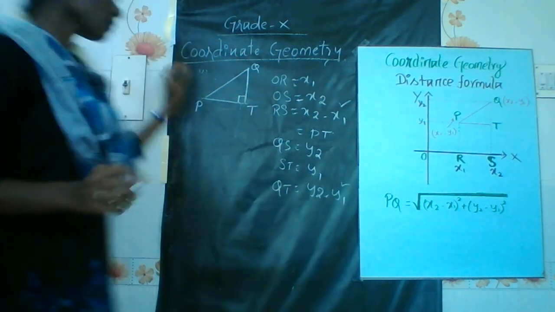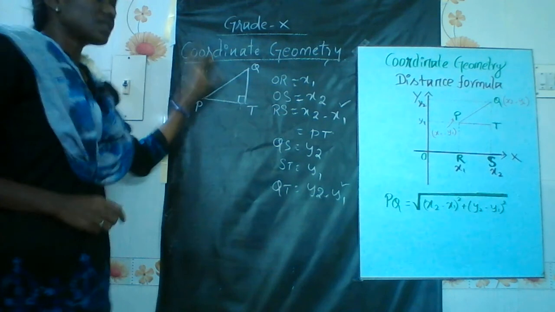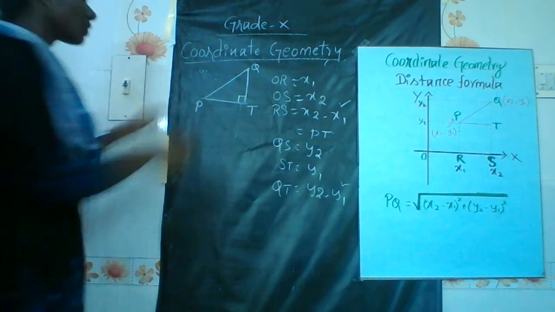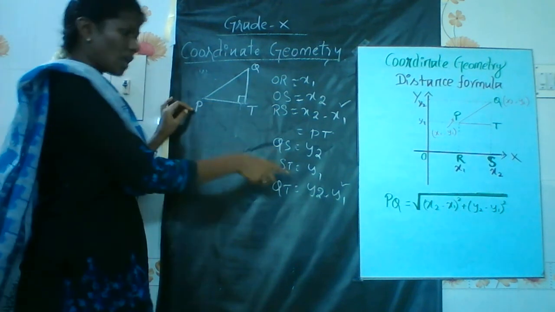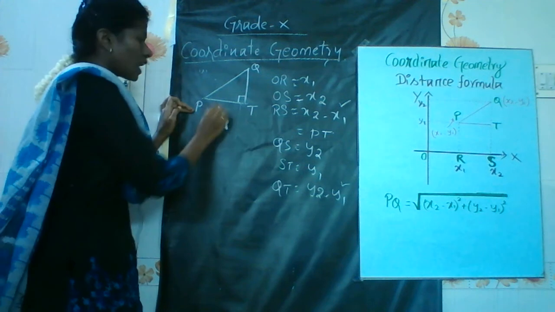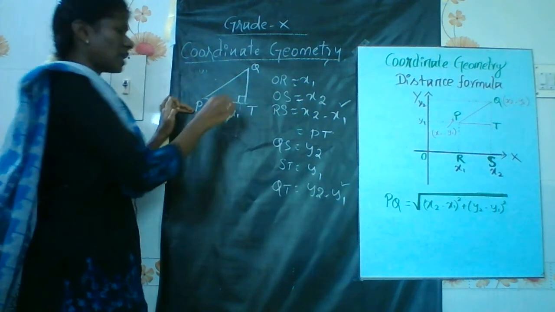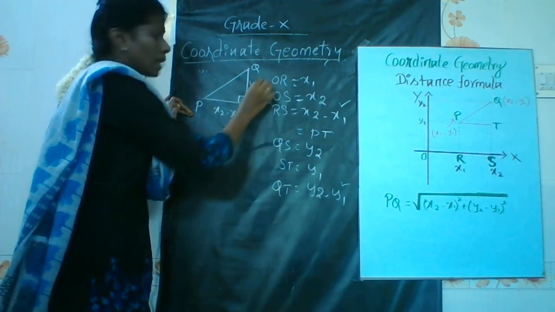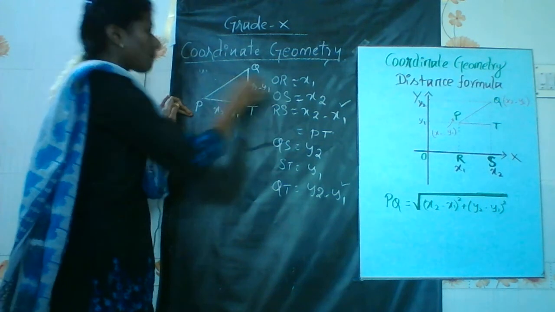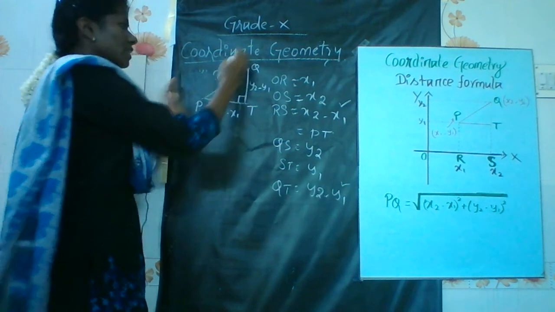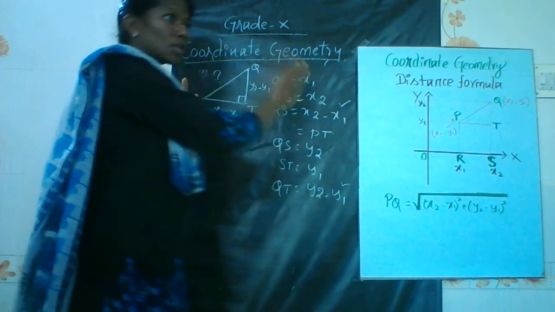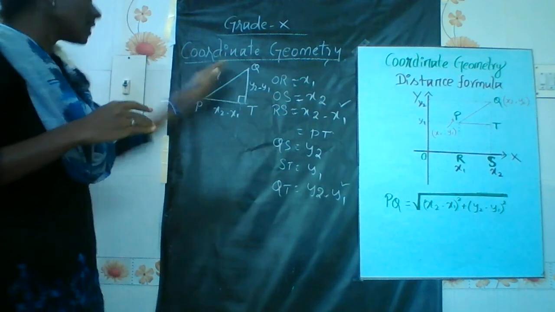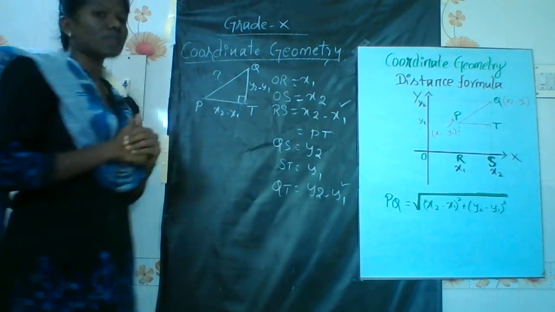Now we have to find the distance formula for this. Okay. What is PT? PT we have found. PT is nothing but x2 minus x1. And what is QT? QT is y2 minus y1. Okay. And we have to find this distance, that is P to Q. For finding this, I am using the Pythagoras theorem.